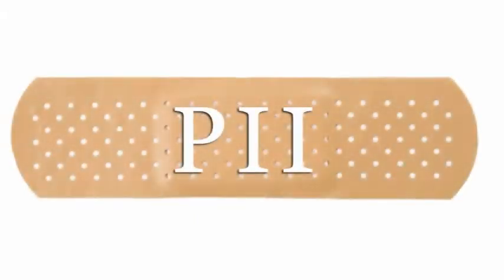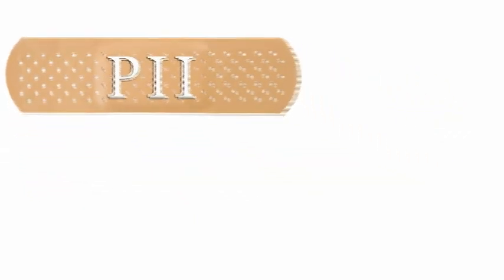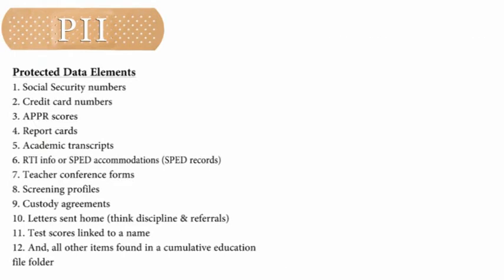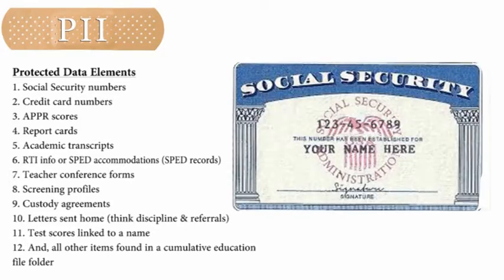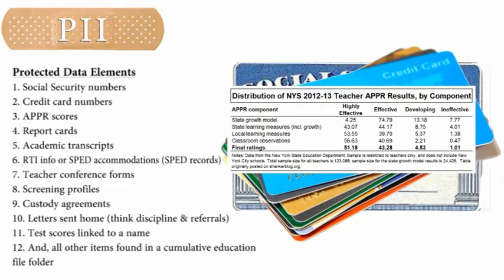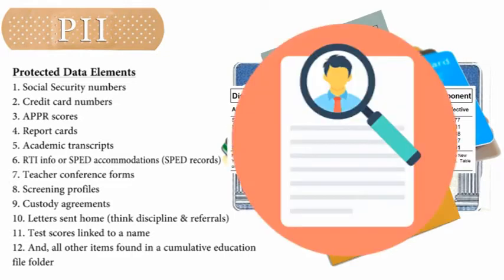What is PII, or personally identifiable information? If you look at the left column, there are protected data elements for both staff members and students that we absolutely need to respect. And when I think of staff members, I immediately think of social security numbers, credit card numbers, APPR scores, and the list goes on. Things that we must protect and that you must protect so that your identity and your data is not stolen.